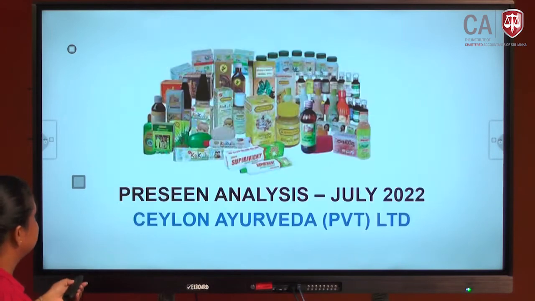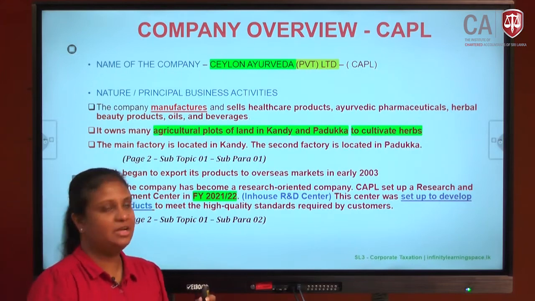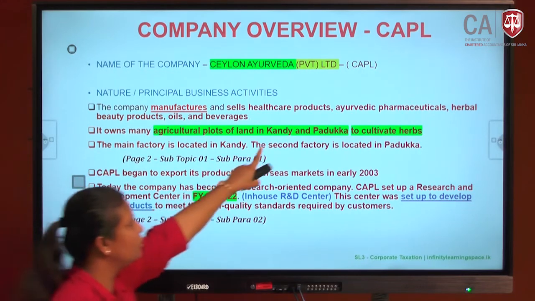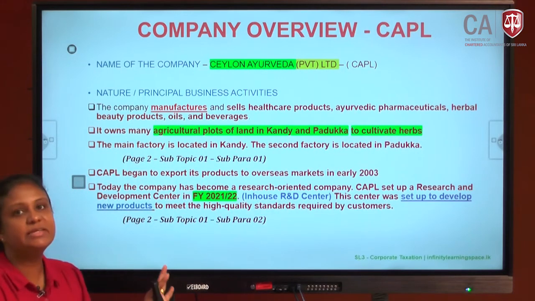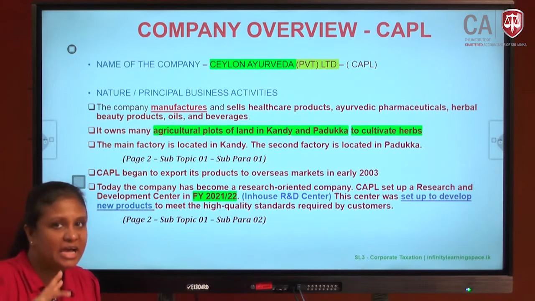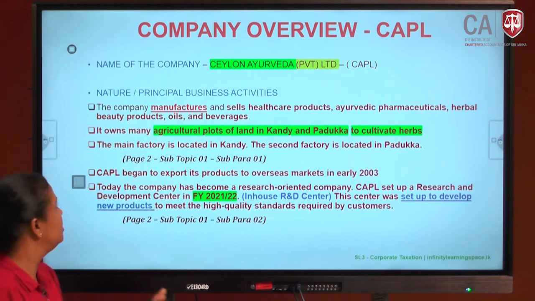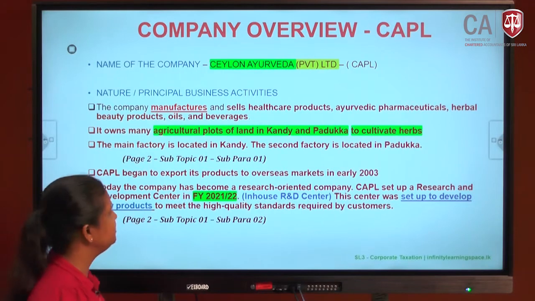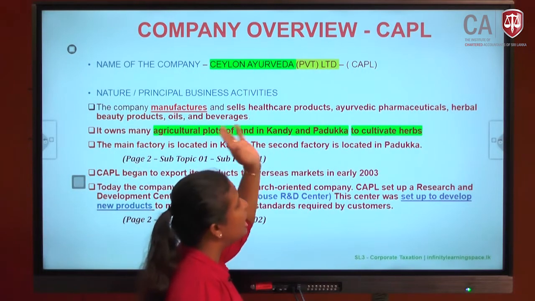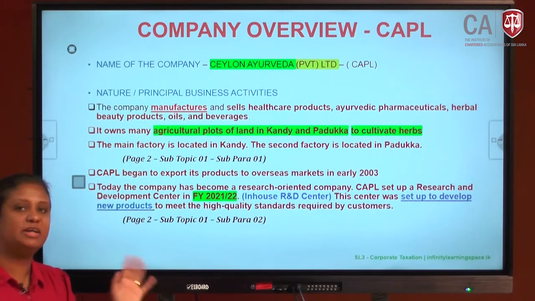First thing, this you all know. The name of the company is Ceylon Ayurveda Private Limited, CAPL, from your question. Then the principal business activity, because before applying the tax rates in the question, I need to come to these things. The company manufactures and sells, as I have explained, healthcare products, Ayurvedic pharmaceuticals, herbal beauty products, and beverages.